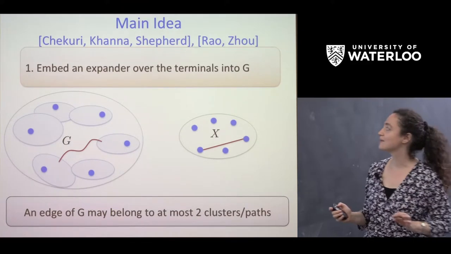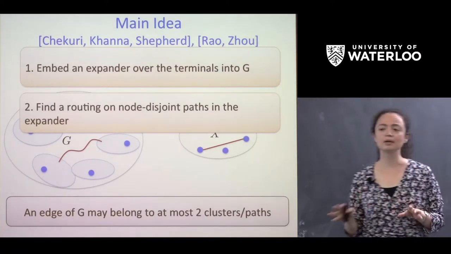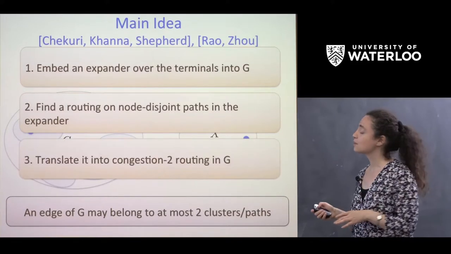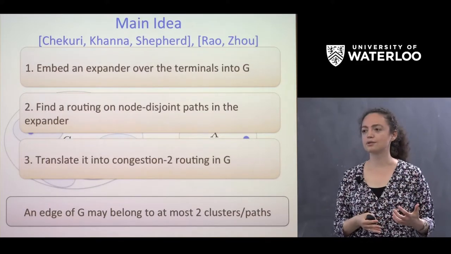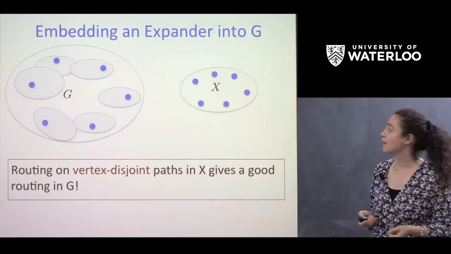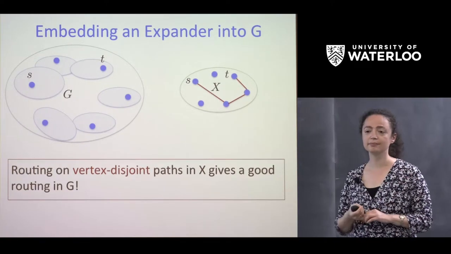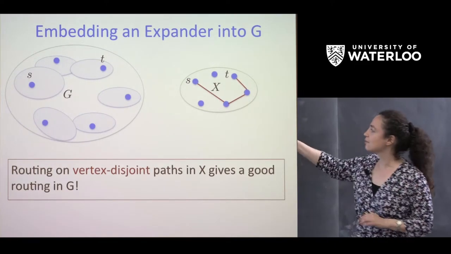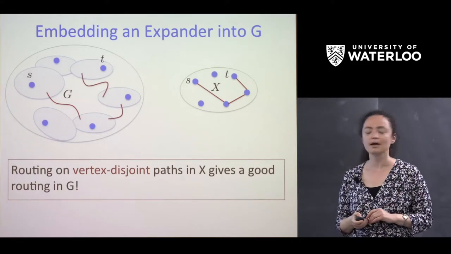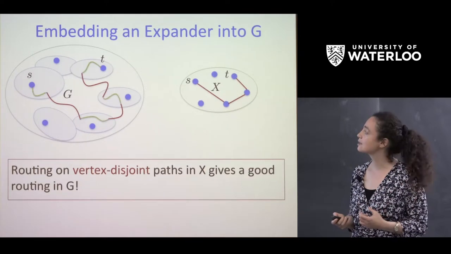Why? Because now I can solve this problem, the routing problem, on expander, where I can do really well, even on node disjoint paths. And then I take this solution, and I can translate it into the solution in my graph with congestion at most two. So let me show you how. So for example, maybe there is a path here connecting S to T in the expander. Each one of these edges is a path in this graph, so I have this path here. But each one of the blue clusters is a connected subgraph, so I can stitch them together like this.